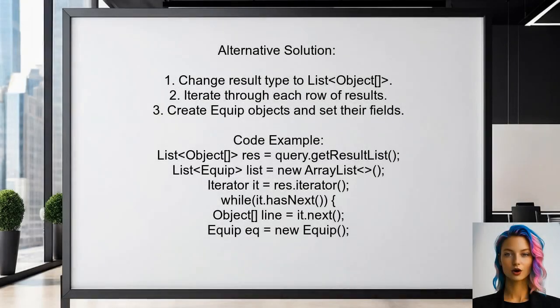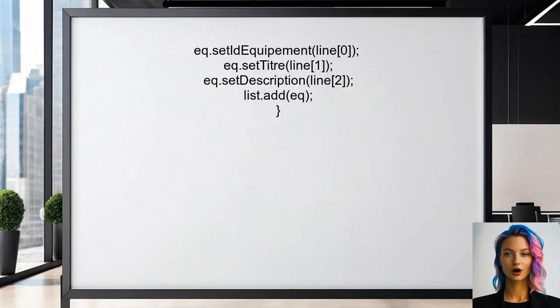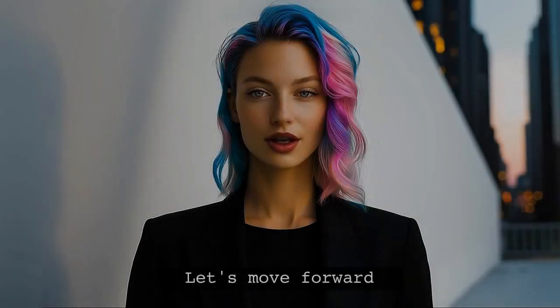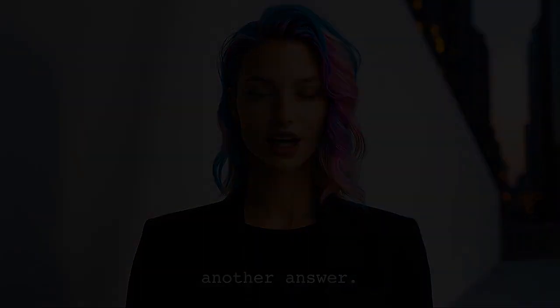An alternative solution provided by a user involves changing the result type of the query. Instead of casting the result directly to a list of equip objects, they suggest using a list of object arrays. This allows you to iterate through each row of the result set, create a new equip object for each row, and populate its fields accordingly. Let's move forward and look at another answer.